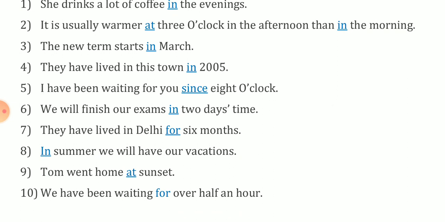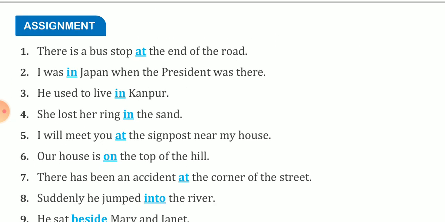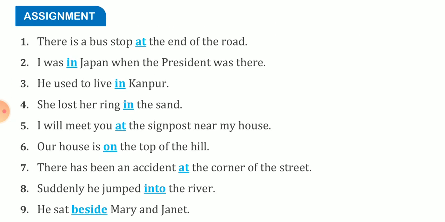We have been waiting for half an hour. Have been waiting, that is also here you can understand perfect continuous tense. That's why you'll use since or for. But over half an hour is a period of time, not a point of time. That's why we'll use here for, not since. Now another assignment which is given in your book of Total English.